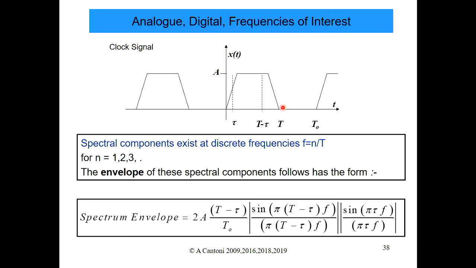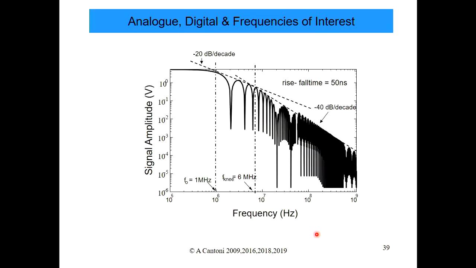So we can do the Fourier transform of that, and we're going to have spectral components at discrete frequencies, which are going to be f equals n over T, but the envelope of these spectral components, you'll find, will have something of this form. We can look at that spectral envelope. So you have the discrete frequencies in here, but the magnitude is bounded by this particular black line, which is the spectral envelope.